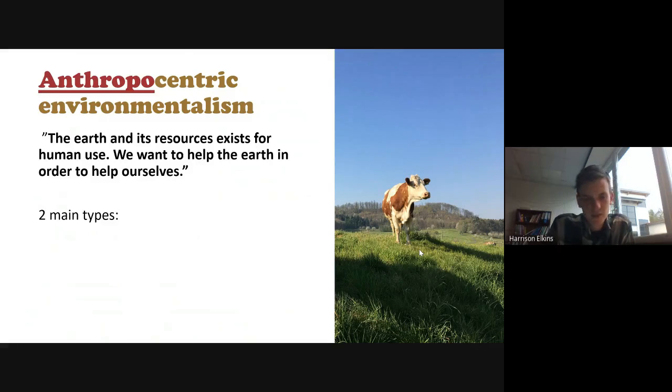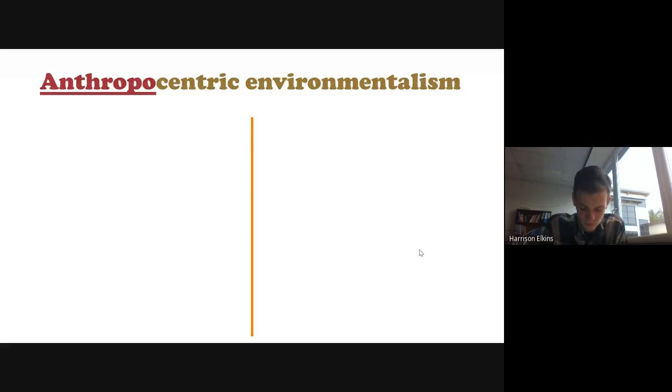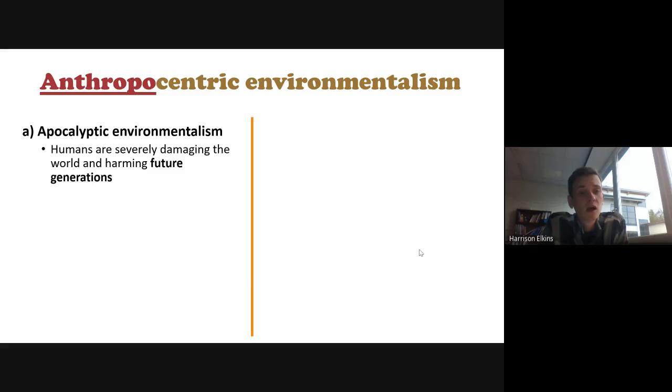There's two main types that a lot of people talk about when they talk about anthropocentric environmentalism. The first type is apocalyptic, and the second type is emancipatory. So let's look at these two types of environmentalism, okay? So when it comes to apocalyptic environmentalism, right, and I'm gonna put a lot of thoughts up here. You can just summarize these into a couple words or write what you feel needs to be written down. You can also pause this video at any time. Right, humans are severely damaging the world and they're harming future generations. So that's kind of the main idea of apocalyptic is we're messing everything up.